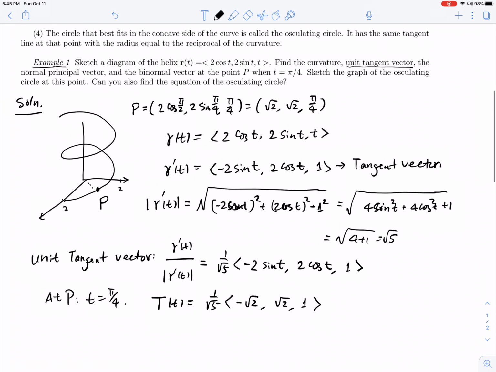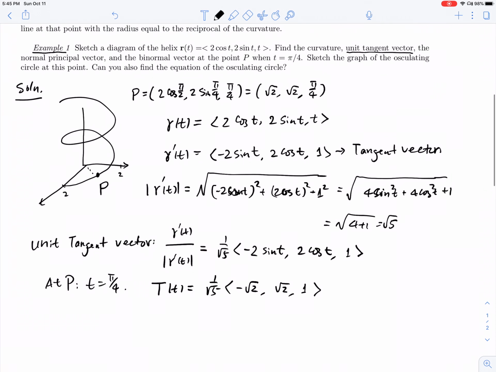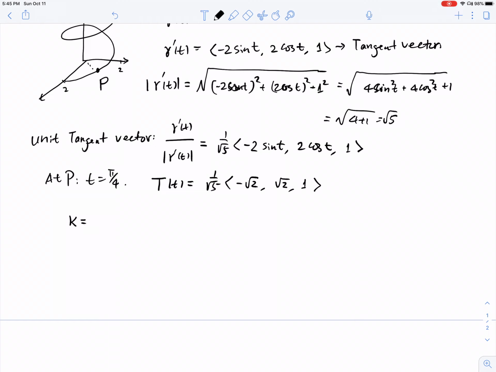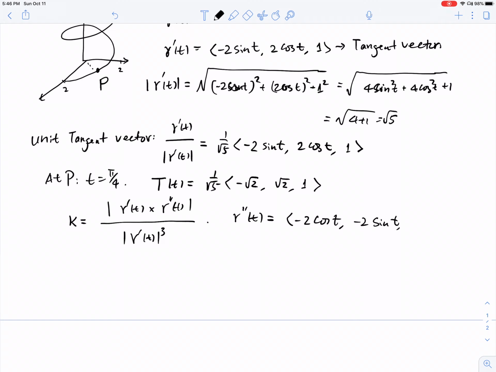Now, to find the principal normal vector, we take the derivative of capital T. But let's just wait for a moment. Let's try to see if we can find the curvature now. To find the curvature, kappa is equal to the length of r prime of t cross product r double prime, and then divided by the length of r prime of t cubed. We already know the denominator, right? So now we just need to find our double derivative. We go back, and that's going to be -2 cosine t and -2 sine t and 0.